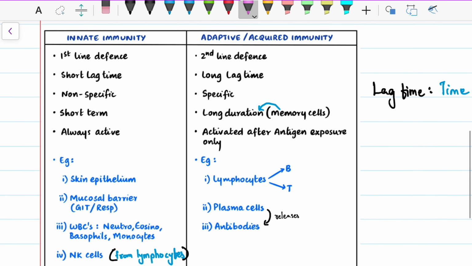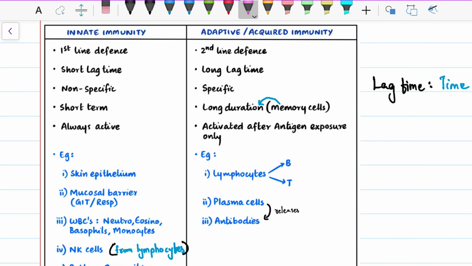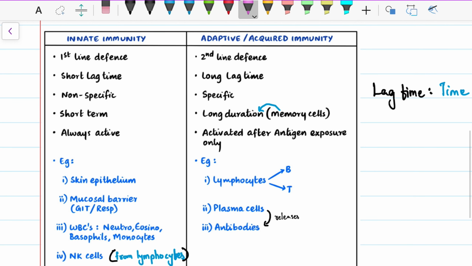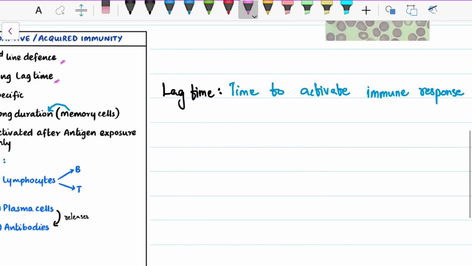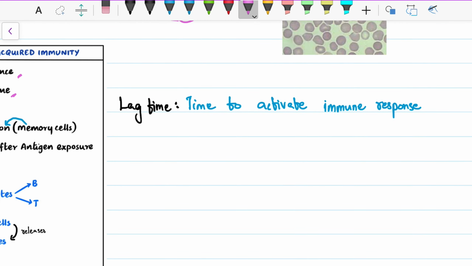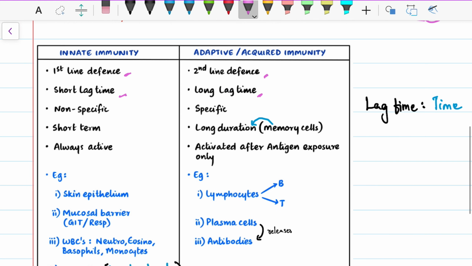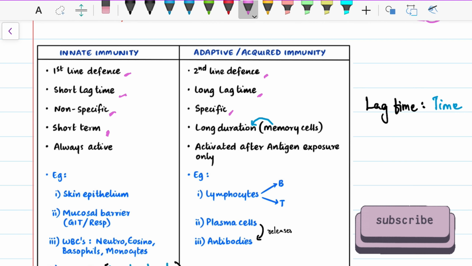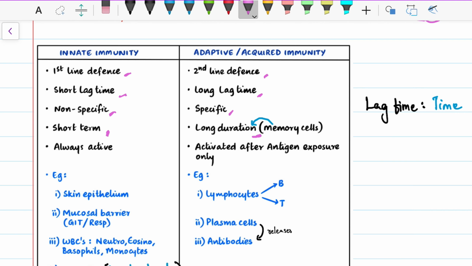So here is a tabular column of the differences between innate and acquired immunity. The first thing is, see, innate immunity is the first line of defense, and adaptive is the second line of defense. Innate takes a shorter lag time, and adaptive takes a longer lag time. Lag time, what is lag time actually? It is the time to activate an immune response. And then innate is non-specific, and adaptive is specific. Innate is short term, and adaptive is long term.